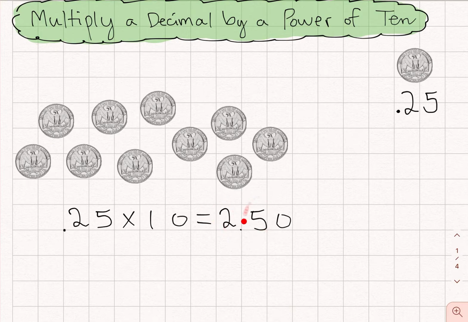What we want to notice as we're multiplying decimal numbers by powers of 10 is what happens to the decimal. Notice where the decimal is here. It's next to this 2. It's on one side of the 2, and it's moved over to this side of the 2. 25 cents became $2.50 because I have 10 of them.